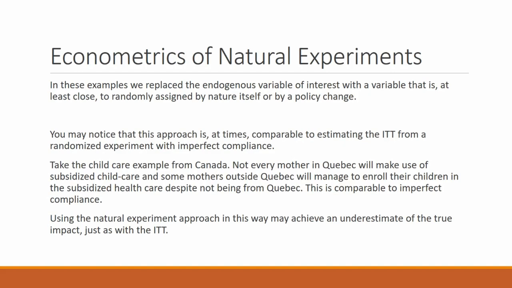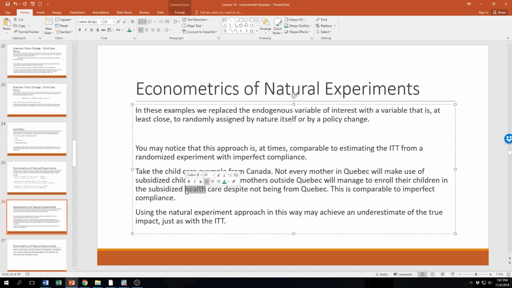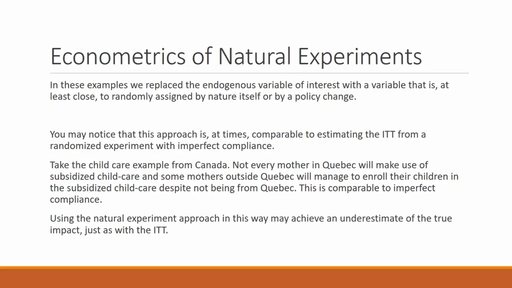In these examples, we replace the endogenous variable of interest with a variable that is at least close to randomly assigned by nature itself or by a policy change. Now, you may notice that this approach is at times comparable to estimating the ITT from a randomized experiment with imperfect compliance. Let me just make that clear. Take the childcare example from Canada. Not every mother in Quebec will make use of subsidized childcare, and some mothers outside Quebec will manage to enroll their children in subsidized childcare despite not being from Quebec. This is comparable to imperfect compliance from an actual randomized experiment. So using a natural experiment approach in this way may achieve an underestimate of the true impact, just like when we estimate the ITT with imperfect compliance.